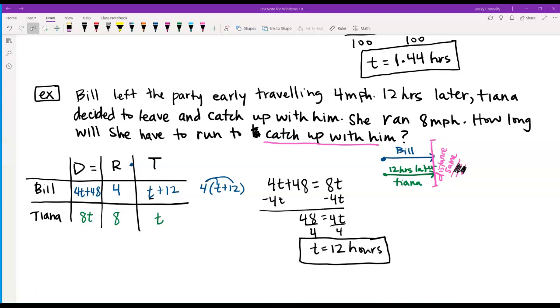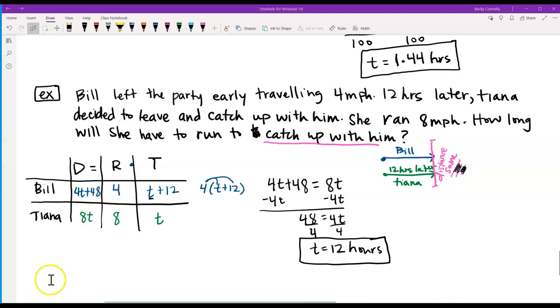I said Bill's time as t and Tiana's as t plus 12, and I got the same answer. Except, it says, how long will she have to run? So then you'd get 12, but then you would be adding 12 to that. So really your answer would have been 24. Does that make sense? Anyway, never mind. I'm just confusing myself.